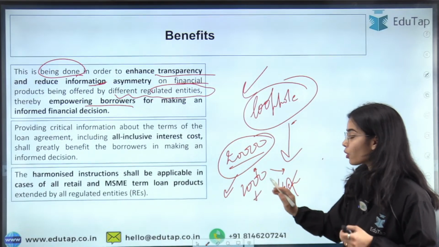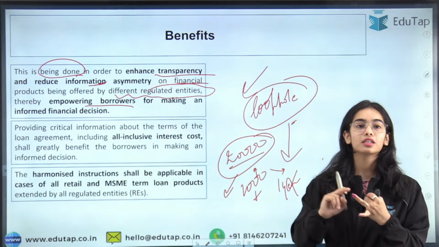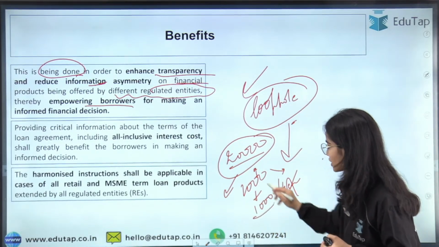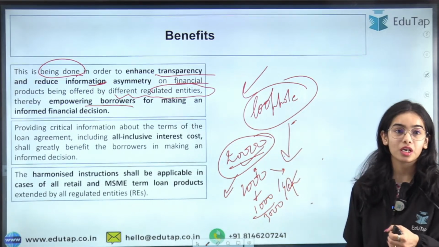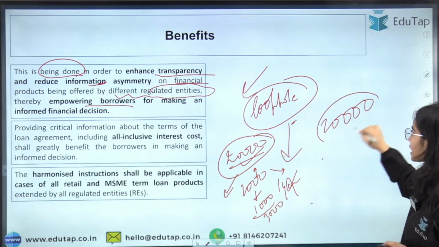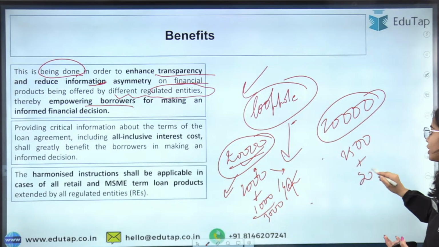As well as that, he also has to pay the insurance charges and the platform charges. So that is 1,000, so that is 3,000. Actually, the cost of borrowing 20,000 is 3,000. While in the other bank, let's say on a 20,000 loan the interest is 2,500, but the additional charges are only 200.